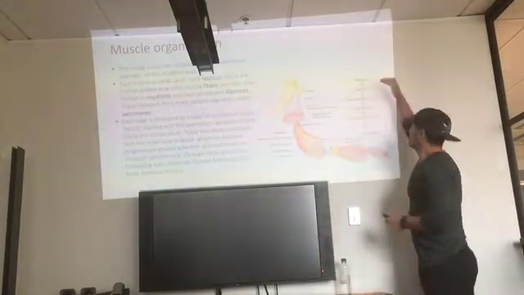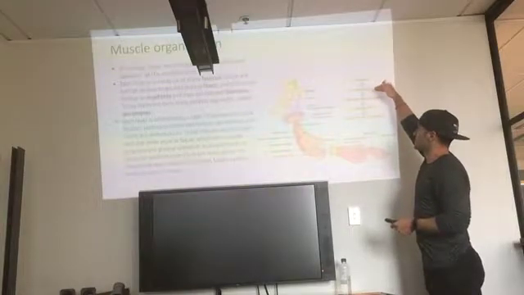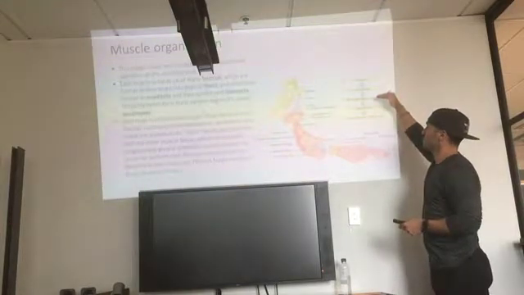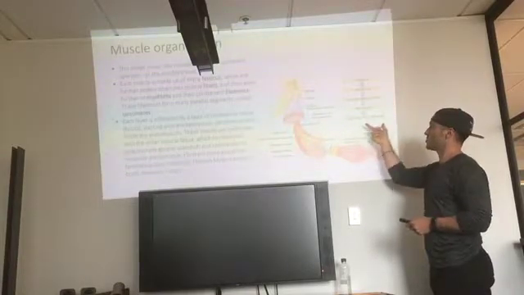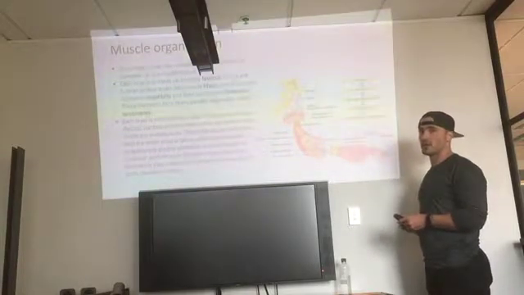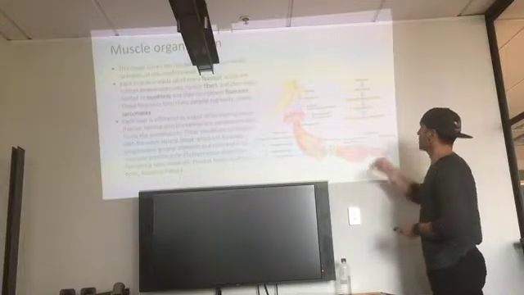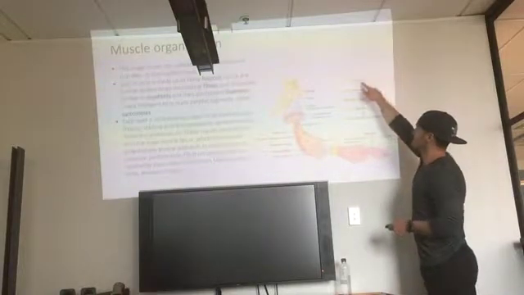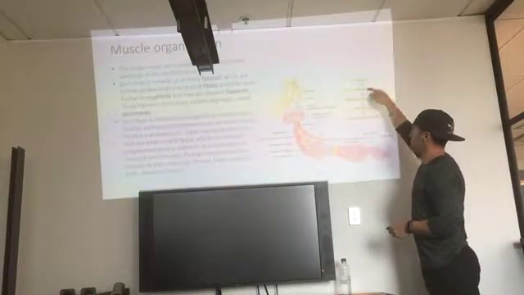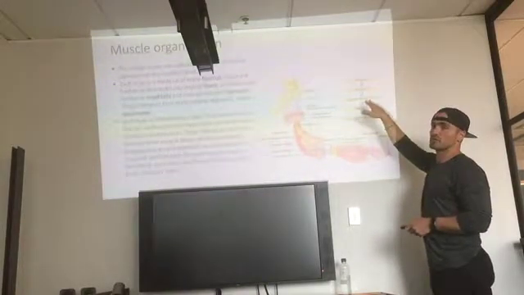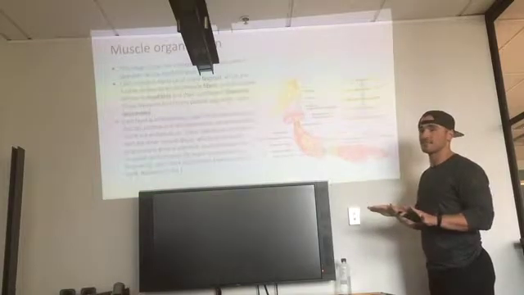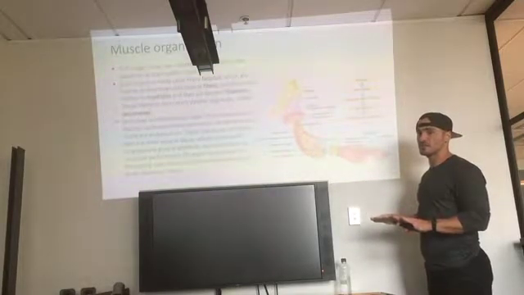So again, muscle is made up of fascicles, which are made up of muscle fibers. Muscle fibers contain myofibrils, which are made up of thick and thin filaments, being myosin and actin. You've got epimysium, which surrounds the muscle, perimysium that surrounds the fascicles, and then endomysium that surrounds muscle fibers. That's it. That's what you need to know.